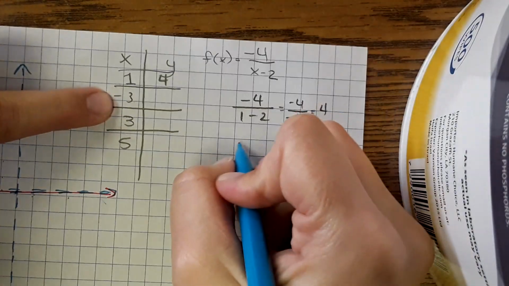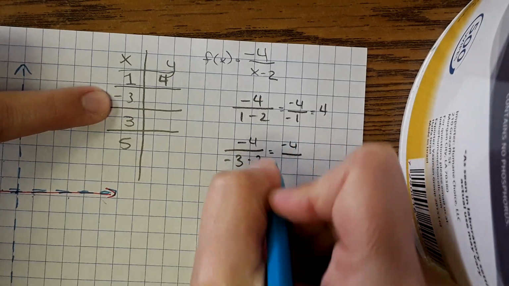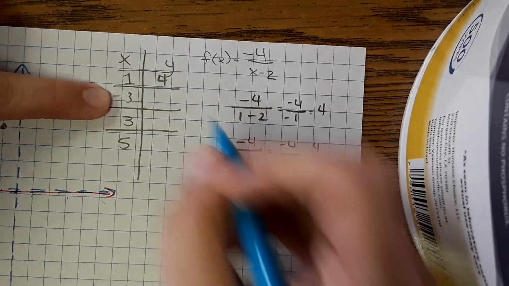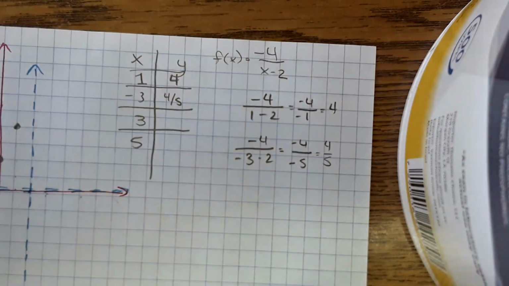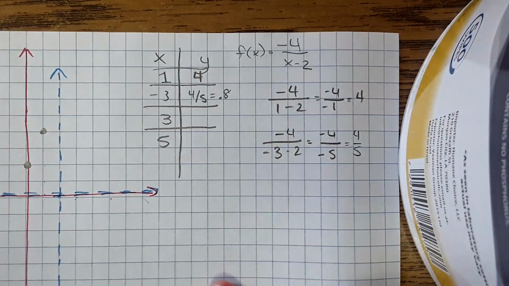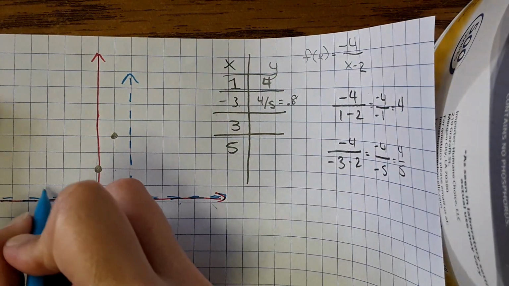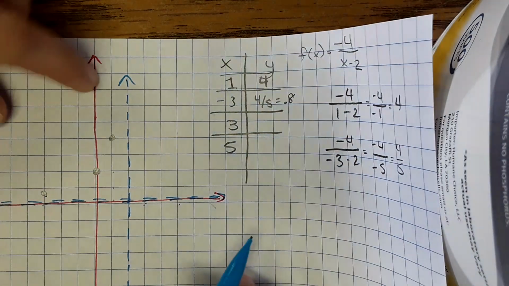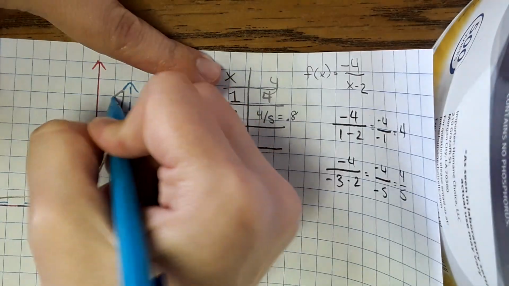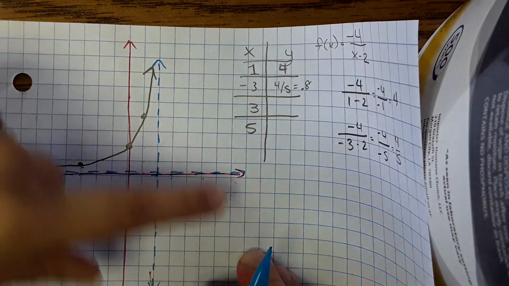Then -3. You get 4/5, or 0.8 if you like to see numbers in decimals. So for -3, 1, 2, 3 is at 0.8 right here, which makes sense because this is kind of what I'm going for. Okay, we got that portion graphed, and now we need to graph this portion here.